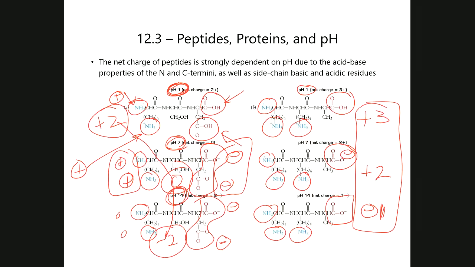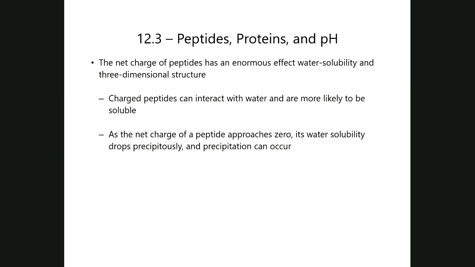All right, so this is what I've been saying, right? The net charge of peptides is important in the shape that they have. Turns out that charge also has a very enormous effect on water solubility. So things that are highly charged are more water soluble. Things that are less charged are less water soluble.